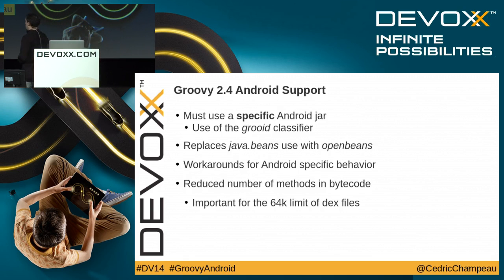First of all, when you do that, you have to use a specific classifier which is named Grooid. So you cannot use the normal Groovy jar, you will use the Grooid jar. The reason for that is exactly what I have explained. There are some classes missing from the Android SDK, for example, classes from beans, which exist on traditional JVMs. So this jar adds all the missing bits, plus some workarounds which are specific to Android.